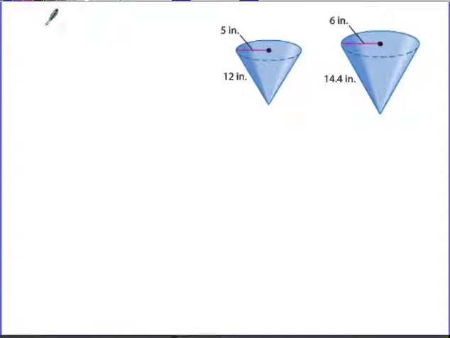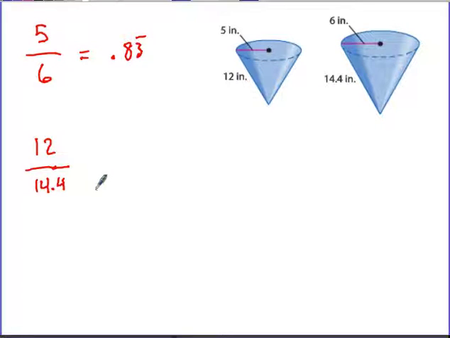Cones. All right, so if I choose 5 inches from the small one, what do I choose from the big one? 6. And then if I choose 12 from the small one, 14.4. Okay, got to make sure you set them up the same way. 5 divided by 6 is 0.83 repeating. And 12 divided by 14.4 is 0.83 with the 3 repeating. And so they are proportional, or they are similar.